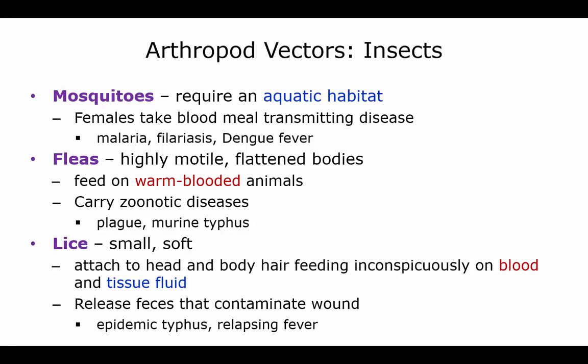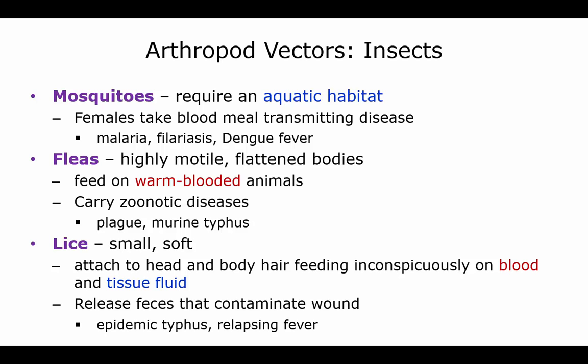Now, the insects that are vectors are usually mosquitoes, fleas, lice, and ticks. Mosquitoes have to have an aquatic habitat, and the females take a blood meal when transmitting the disease. And this is how malaria, filariasis, and dengue fever are transmitted. Fleas feed on warm-blooded animals, and they carry things like plague and murine typhus.